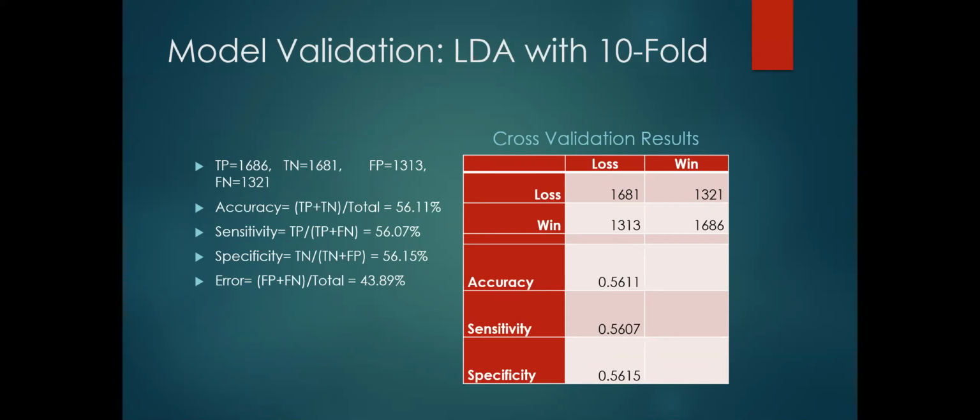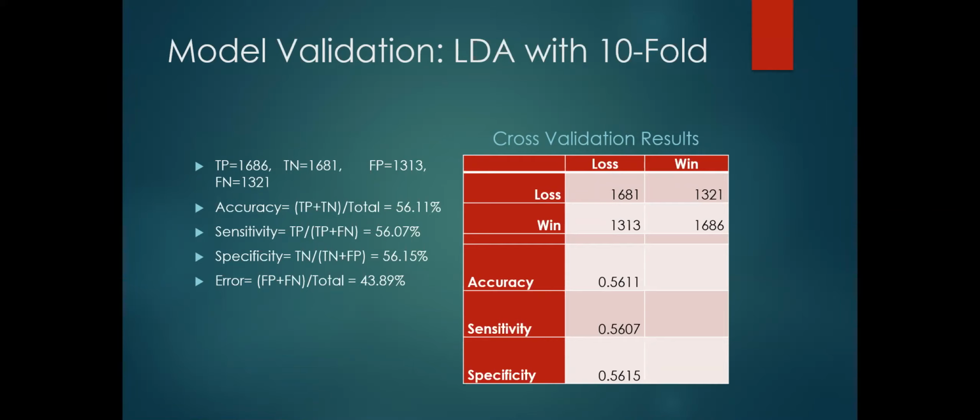Alrighty, so these results show the LDA analysis. For this, we calculated accuracy, sensitivity, specificity, and error. From these results, you see that the true positive is equal to 1686, true negative is equal to 1681, false positive is equal to 1313, and false negative is equal to 1321. Accuracy was calculated using true positive plus true negative divided by total and yielded a 56.11% accuracy.